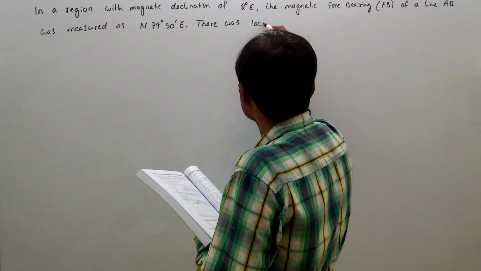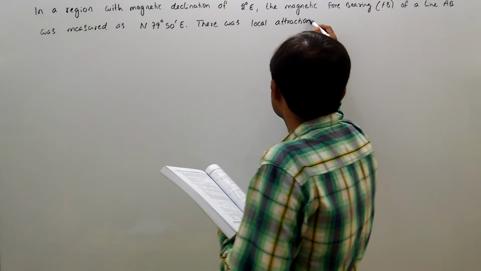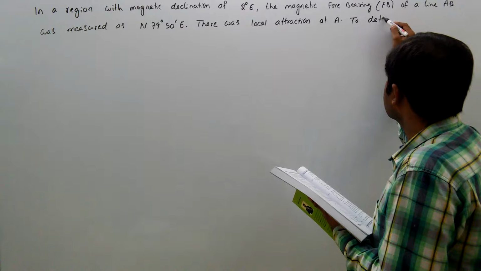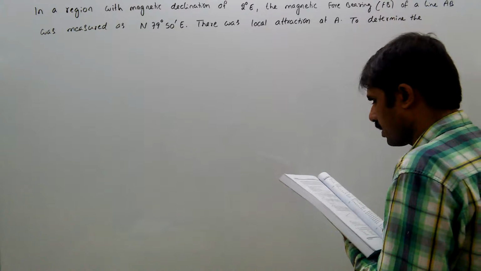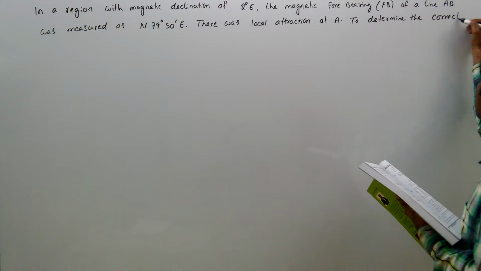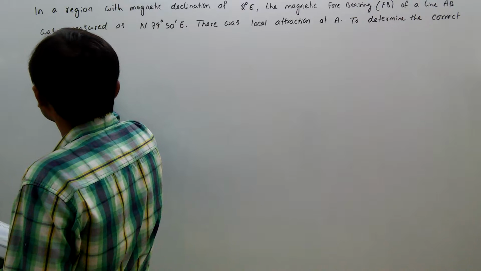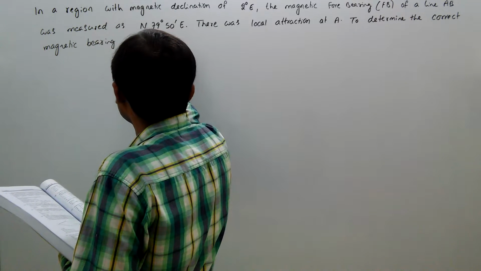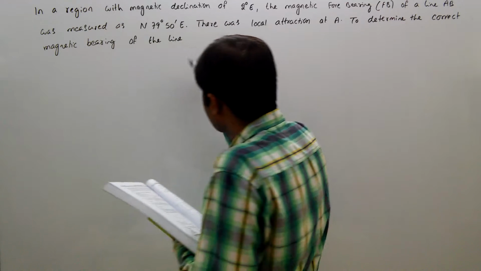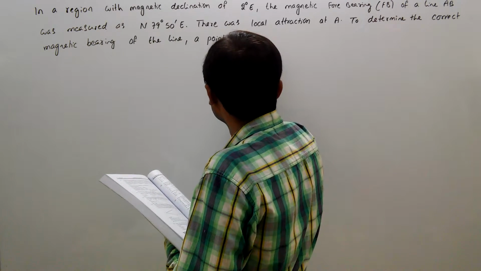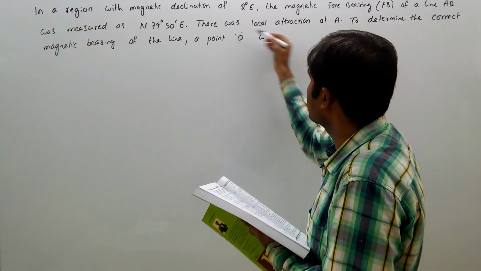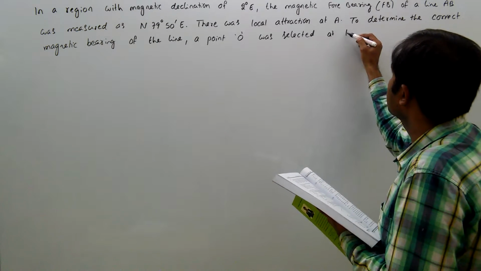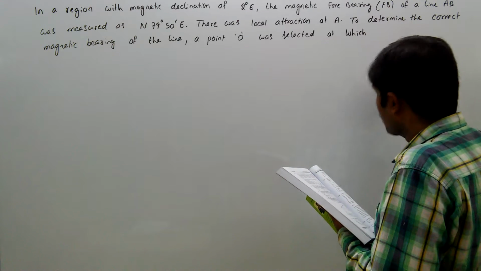There was local attraction at A. To determine the correct magnetic bearing of the line, a point O was selected at which there was no local attraction.